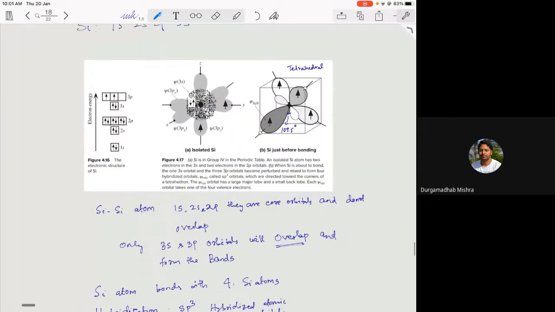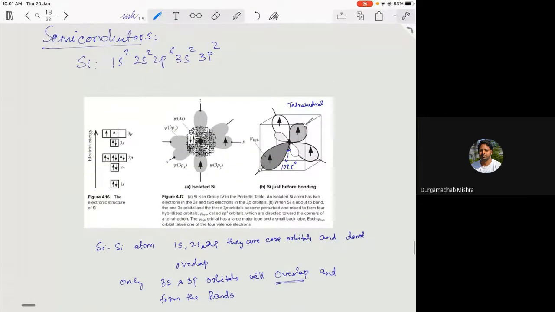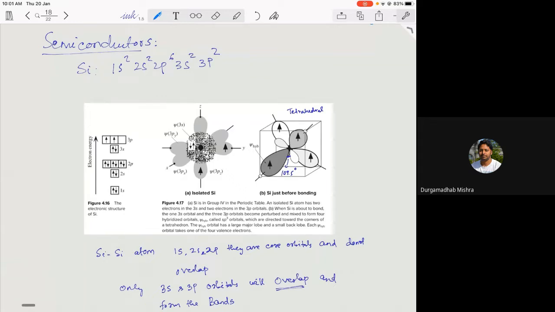Okay, so yesterday we started our discussion on the semiconductor materials and how energy bands form in these semiconductor materials. And we want to do it with an example of silicon. The electronic configuration of silicon, as we know, is 1s2, 2s2, 2p6, 3s2, and 3p2.